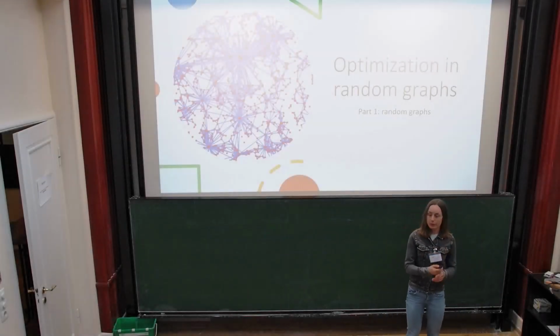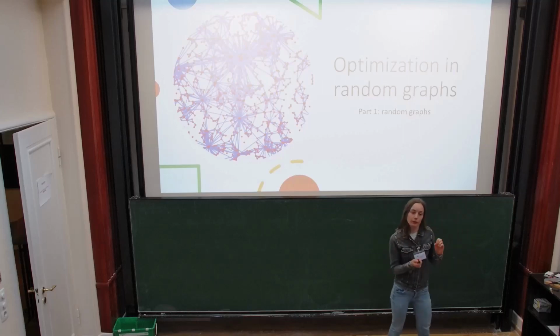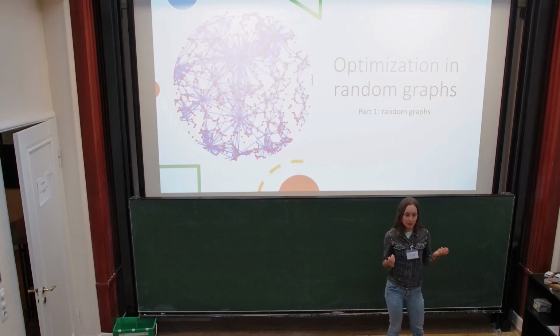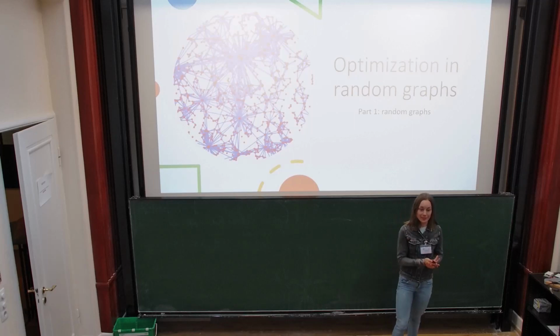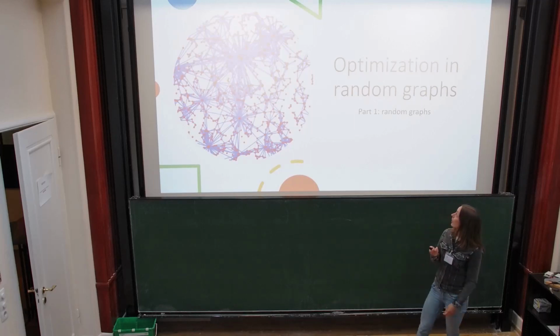I will speak about optimization on random graphs, but for the first lecture I will mainly focus on what random graphs are, and what different models for random graphs exist. Maybe some of you are already familiar with them, so then this will be a bit boring, but I think definitely not all of you will be familiar with random graphs. So I will just start with the basics and then do some things on random graphs.